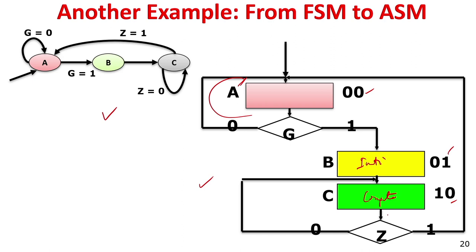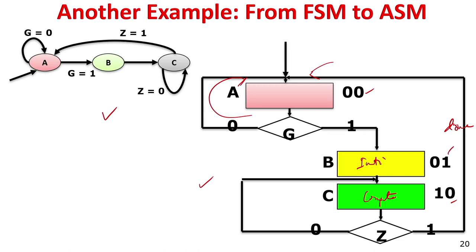And whenever it is in the compute state, every time it decrements the counter, and whenever it reaches 0, it goes to the idle state. This is done. Okay, so this is the very high level ASM.